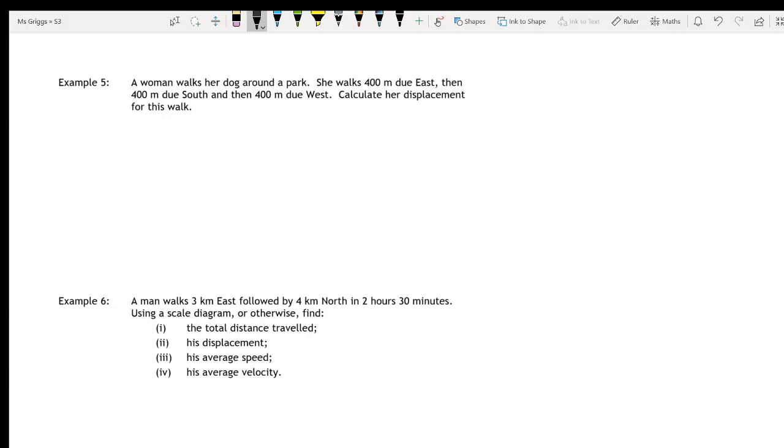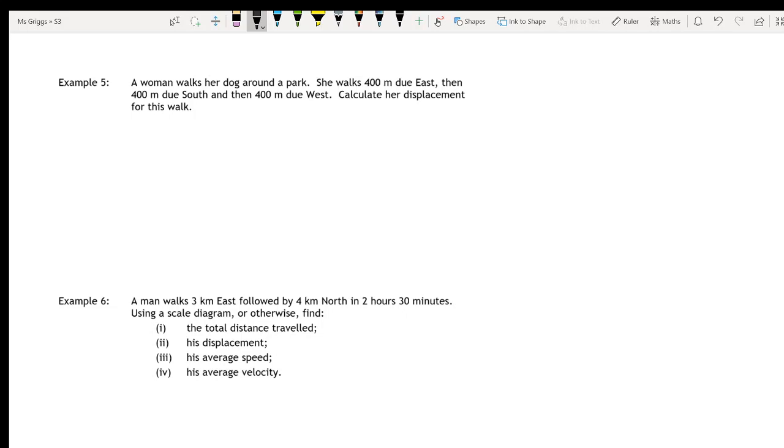She walks 400 meters due east, then 400 meters due south, then 400 meters due west. Calculate her displacement for this walk. Remember, displacement is the distance from the start to the end point.